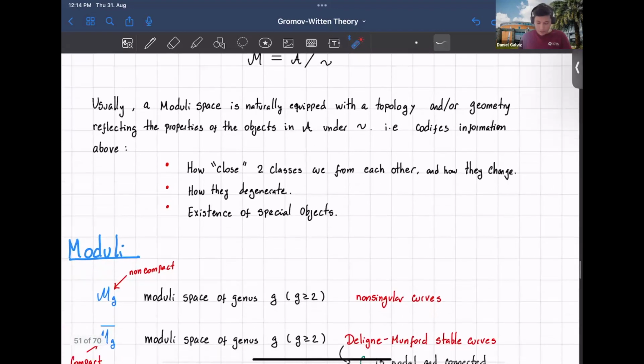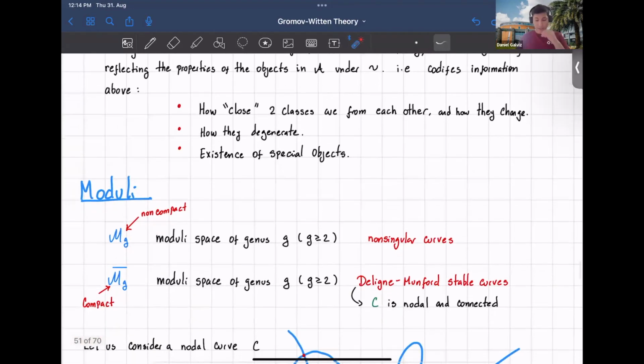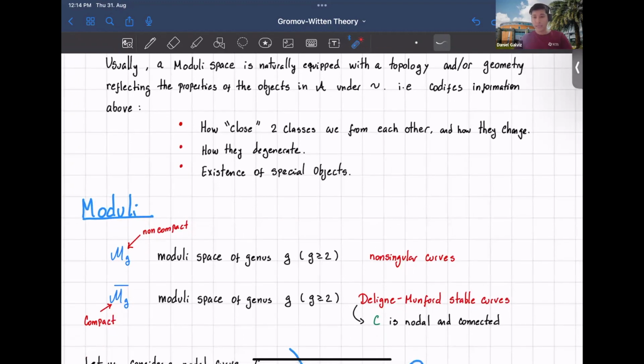Then moduli. So we will start with the easiest case. We are just going to take into account one parameter, which is the genus. So you have two moduli spaces. This one is non-compact, and if you put the bar on top of this curve M, it is the compact case. So in this case, you have the moduli space of genus g. And since you don't have marked points, you have to impose the constraint that g has to be greater than or equal to 2. And then this will give you non-singular curves.